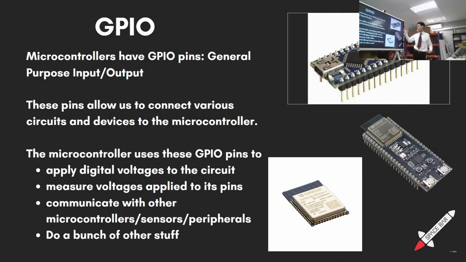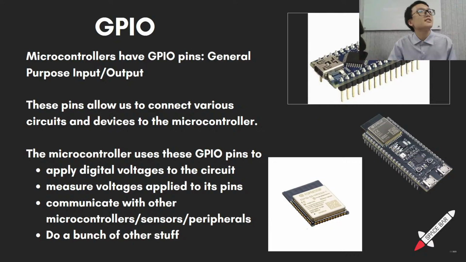So GPIO allows us to connect LEDs, it allows us to connect motors, and even though it's digital, you can actually change the brightness of LEDs using a magical thing called PWM, which I'll discuss later. You can do a bunch of stuff with it. You can even measure voltages. So I'll be talking about output types first.